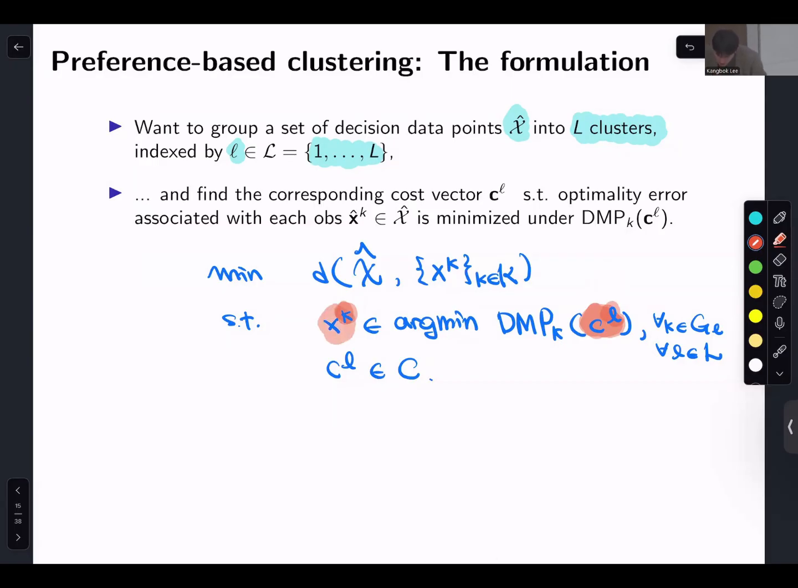And if I were to use the c_l vector for the decision maker, then xk is going to be the minimizer. At the end of the day, the way we want to cluster these data points or decision makers is by minimizing the distance between the given solution and the actual minimizers that are achievable by the cluster-specific C vectors. And of course, each c_l vector is in some normalization set C. It's the same requirement. For example, C such that the L1 norm is 1, something like that.